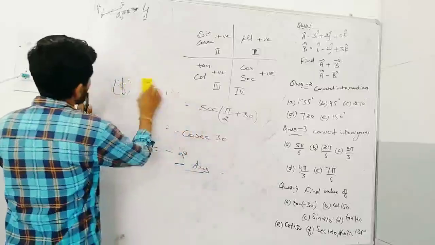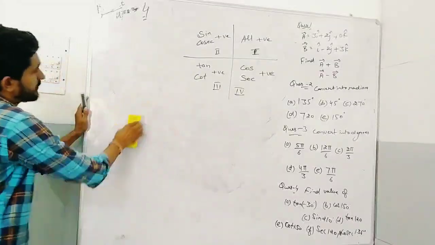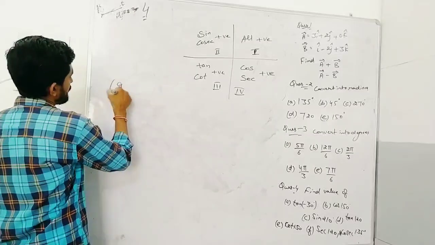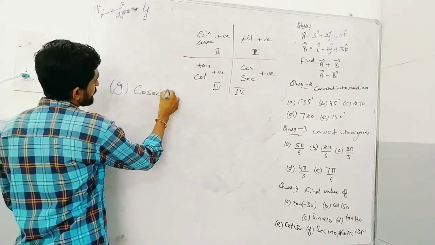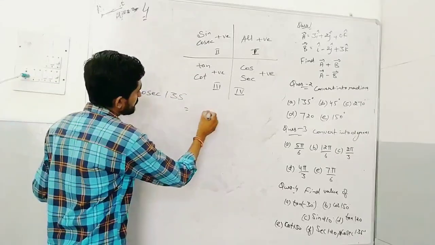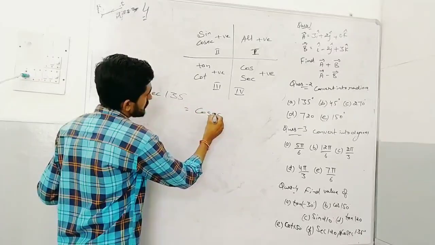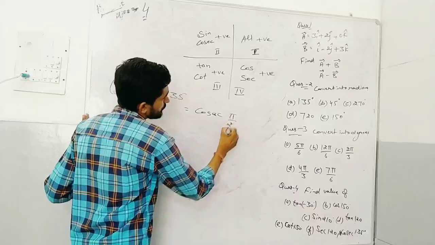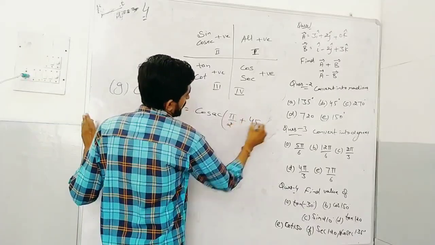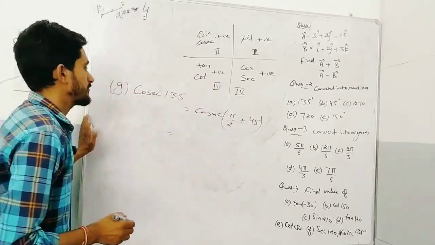cosecant 135. What gives cosecant 135? What you can say about this is pi by 2 plus 45. In the second quadrant cosecant is positive.